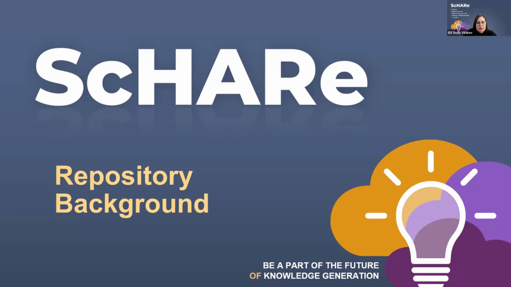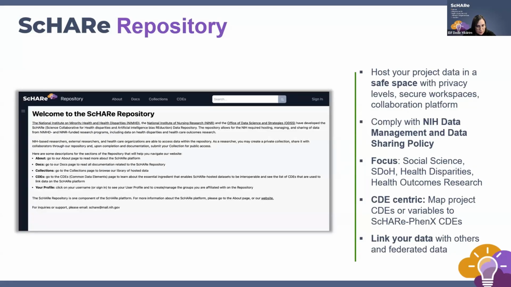Thank you, Deb, and thank you, Mark. So now, as Deb said, I'm going to introduce you to the ScHARe repository. The ScHARe repository is a platform centered around CDEs. It's designed for population science, health disparities research, and social scientists. Because of that, it fills a unique niche in the data sharing ecosystem in NIH. The repository complies with NIH data management and data sharing policies. Overall, it is a secure collaborative platform with capabilities for hosting and sharing project data with required privacy levels, and users can also host federated datasets and collaborate with others.